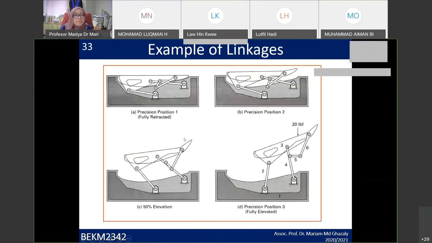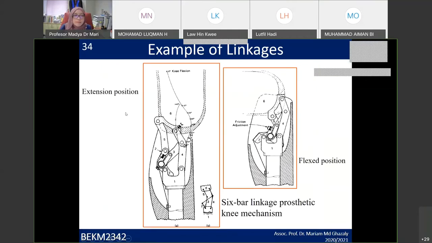Okay, another one is this example. This one is to move the position of this one and the seat. Okay, this is more detail on the robotic arm, on the prosthetic knee mechanism. So which one is the moving part, and which part do you want to rotate?